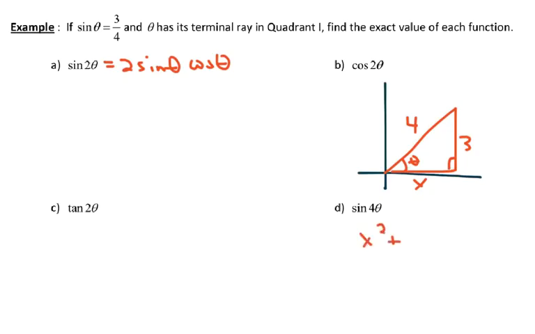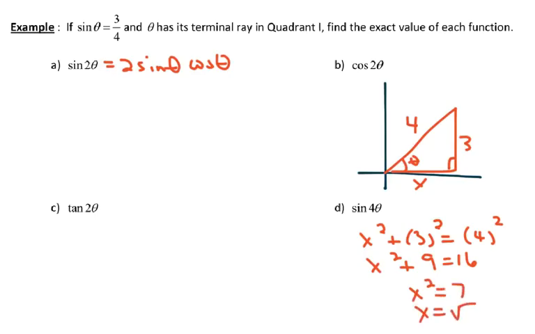So x squared plus y squared is equal to r squared. X squared plus 9 is 16. So x squared is 7, x is the square root of 7. So now I know this side. Now I can find the double angle for sine. 2 times sine of theta is 3/4, and the cosine of theta is the square root of 7 over 4.